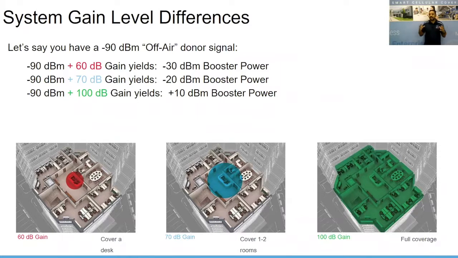So this just kind of gives you a graphic visual of how that gain increase can improve the coverage in an indoor environment. So yeah, thanks again, George, for pointing that out.